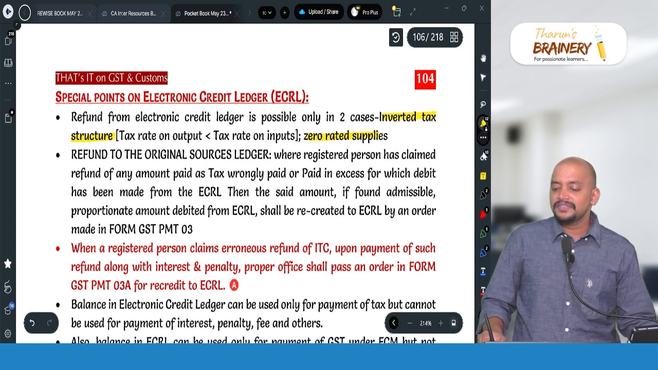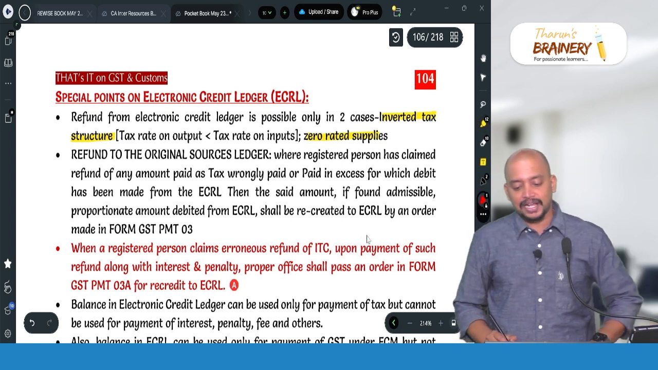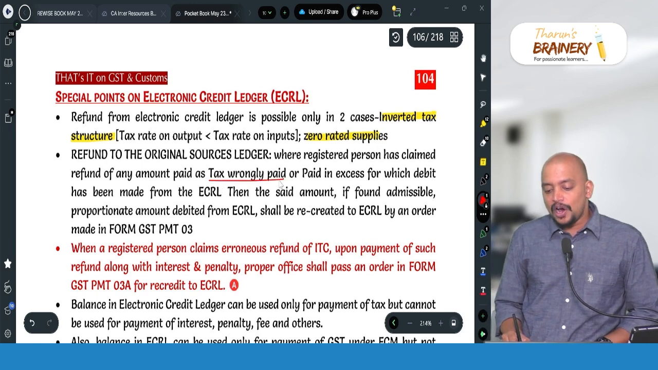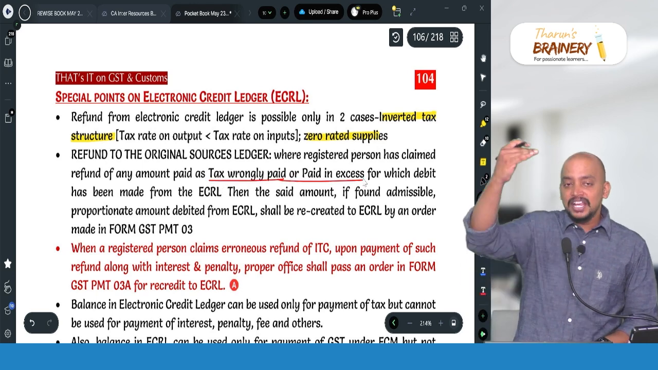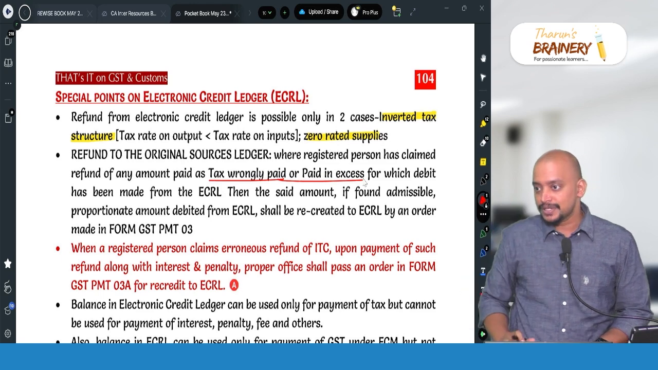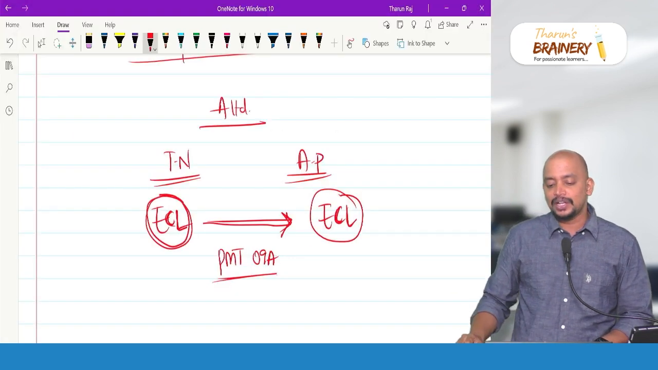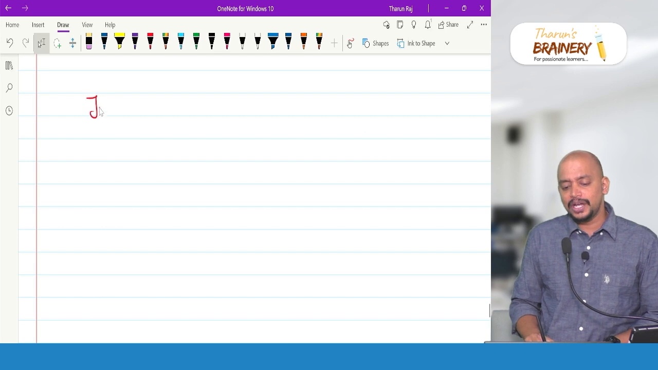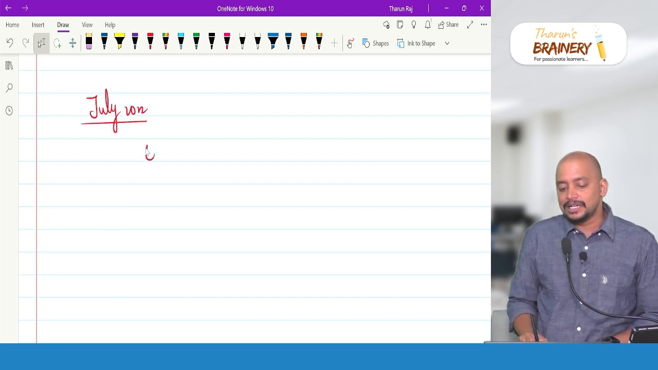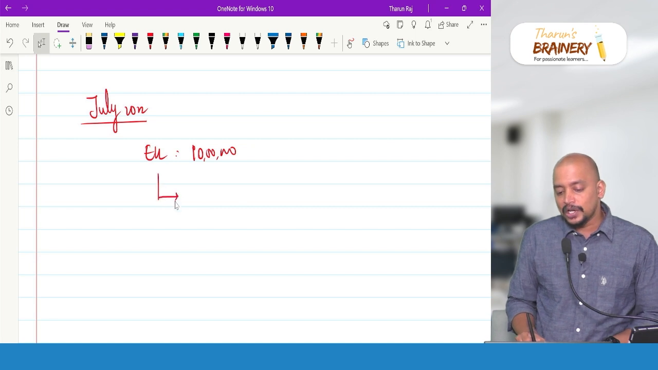Then, whenever we have made an excess payment of tax, wrongly paid or paid in excess, the refund will be given to the original source. So, for example, in a particular month, say July 2022, we have a total liability in the electronic liability ledger of 10 lakhs. How is this 10 lakhs discharged? Through the electronic credit ledger, we have paid 4 lakhs, and through the electronic cash ledger, we have paid 6 lakhs.